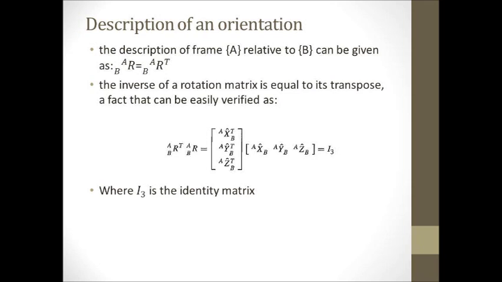Now let's see the frames. The description of a frame A relative to B can be given as the rotation matrix from B to A, that is equal to the transpose of the rotation matrix from B to A. The inverse of a rotation matrix is equal to its transpose, a fact that can be easily verified through the multiplication of these two matrices, where we can see that the product is the identity matrix.